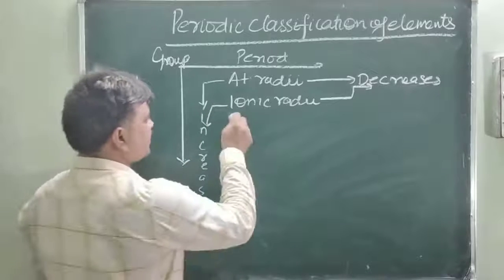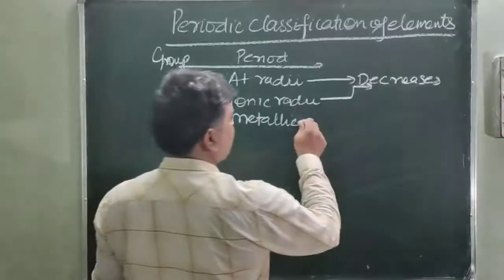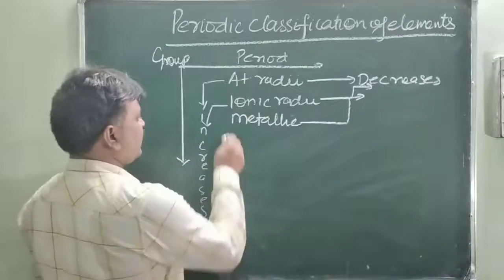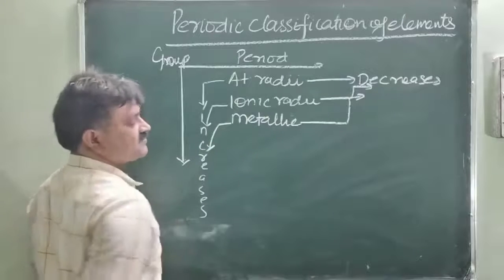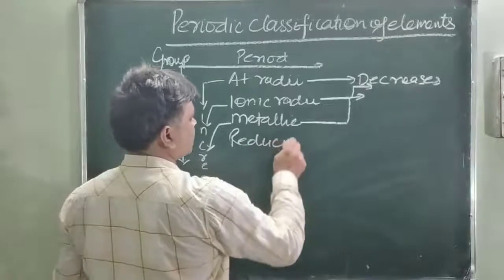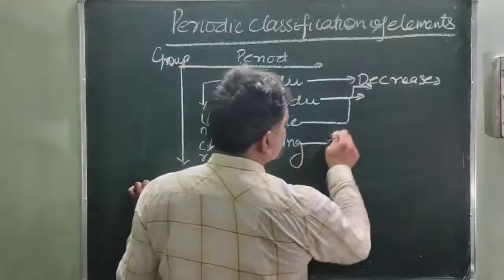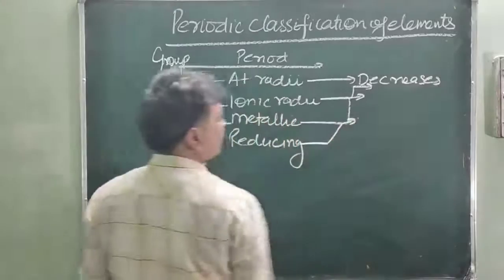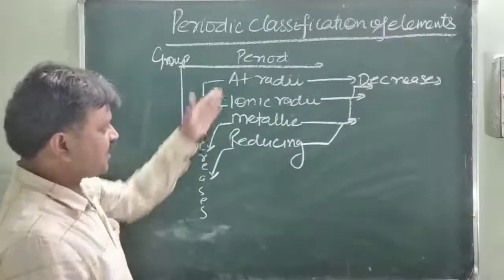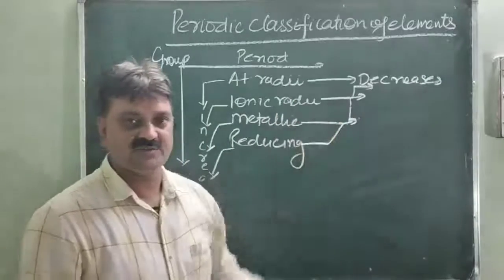Metallic character, the metallic property also decreases left to right across the period and increases top to bottom within the group. Similarly, reducing property also decreases left to right across the period and increases top to bottom within the group. So these are the properties which increase top to bottom within the group and decrease left to right across the period. Is it clear?